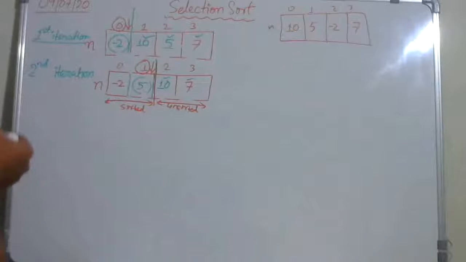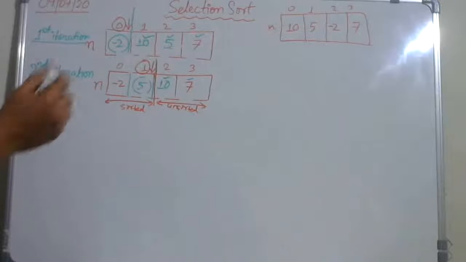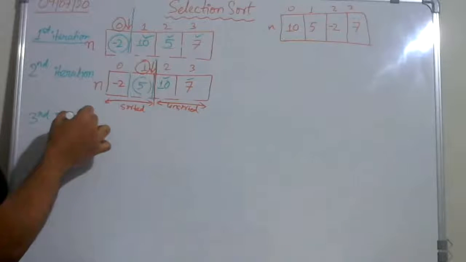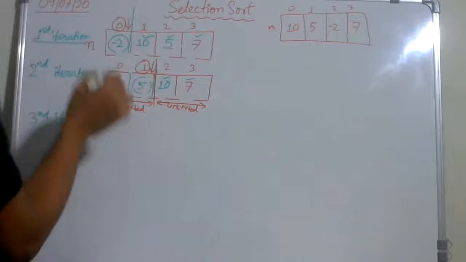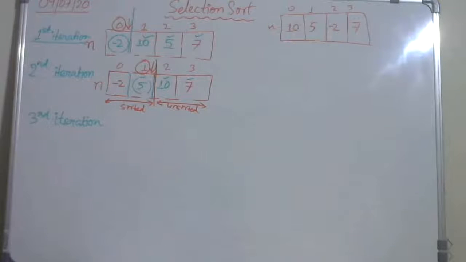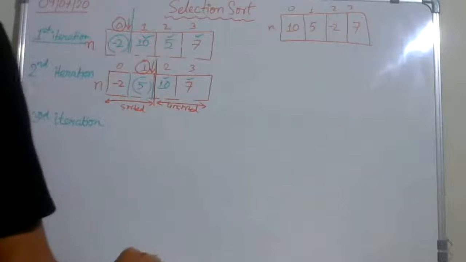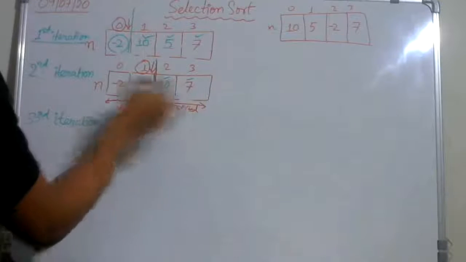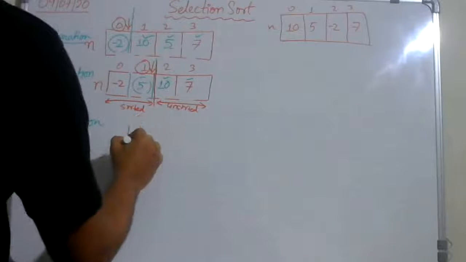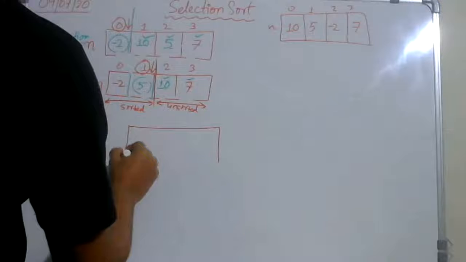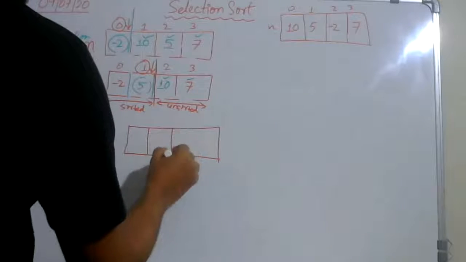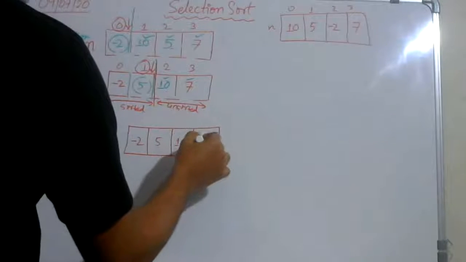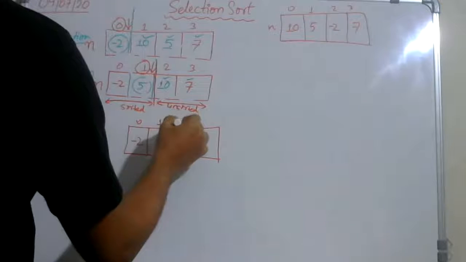So now let's move on to the third iteration. This will be the last iteration, as I told you, since the number of elements in the array is 4. So there will in total be 3 iterations to sort the whole array. Now again, we will start with the current locations of these elements at the end of the second iteration. So now we have the array like this, and we have -2, 5, 10 and 7 respectively at these positions in the array.